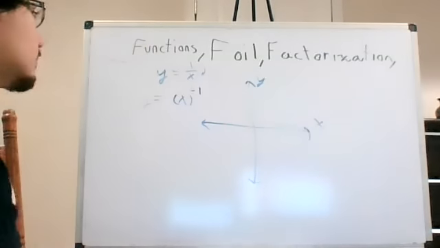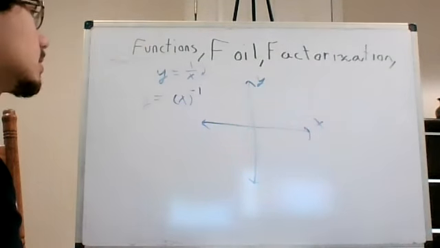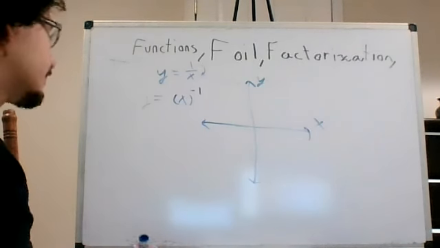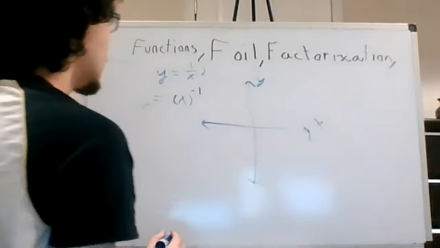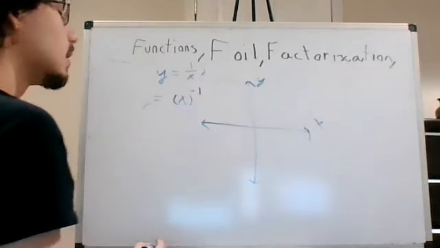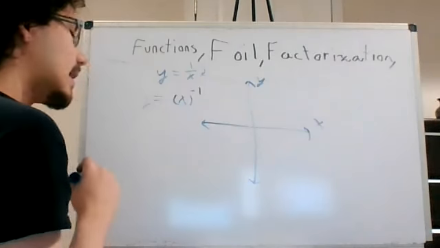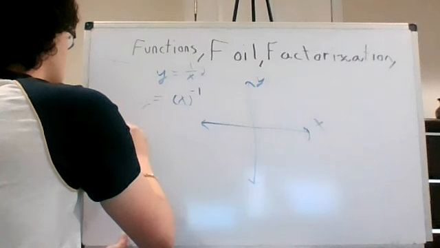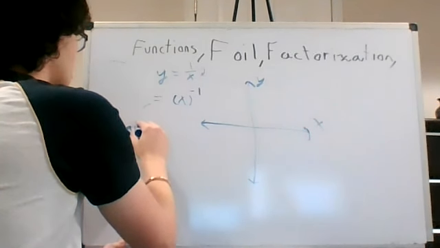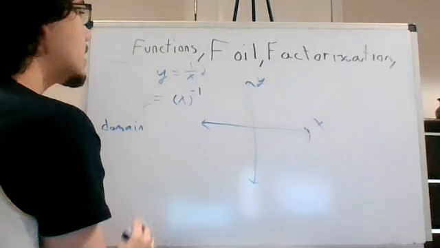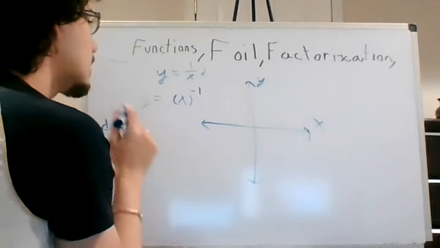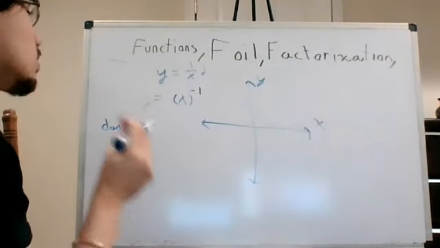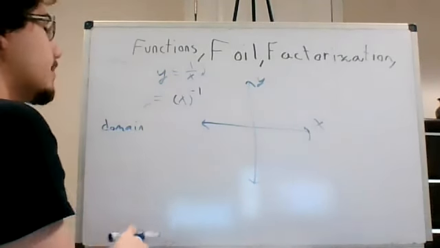Now, if we were to try and put this on our graph, we would need to understand a few things about it. So this is our function. One of the things that we went over was domain. So domain describes all of the places that this function can be, so all the values we can plug into it.